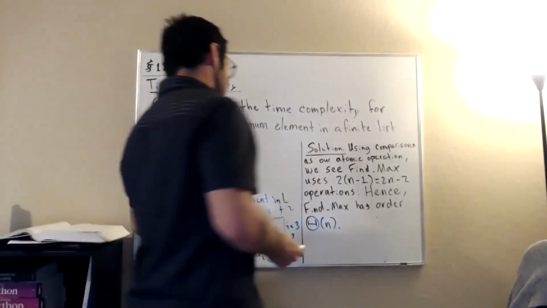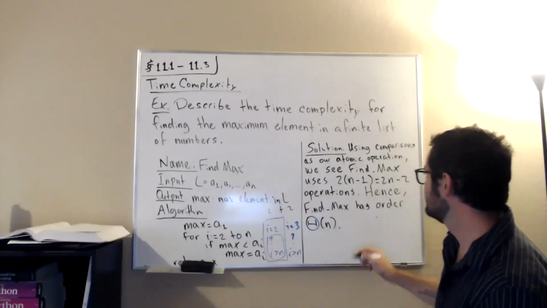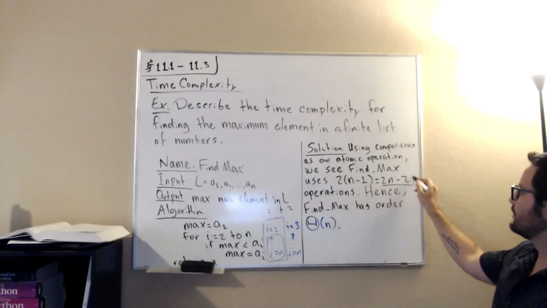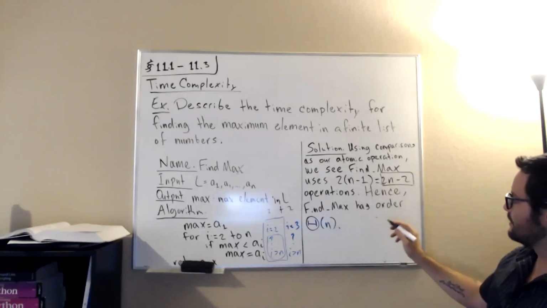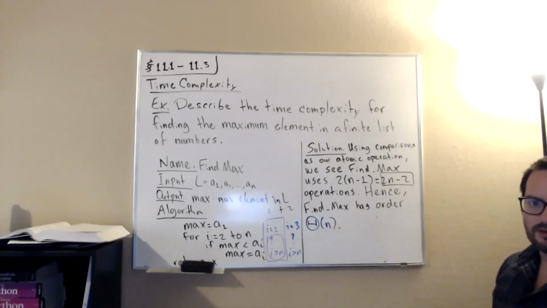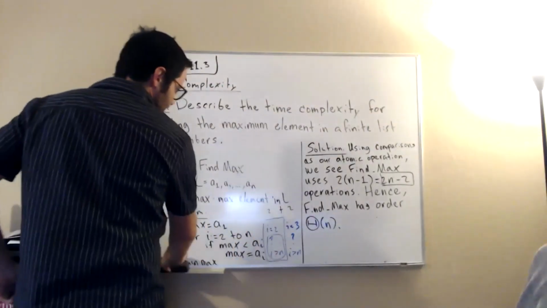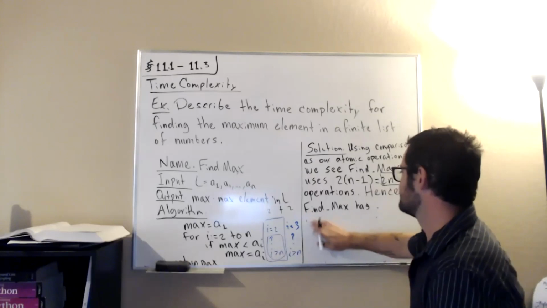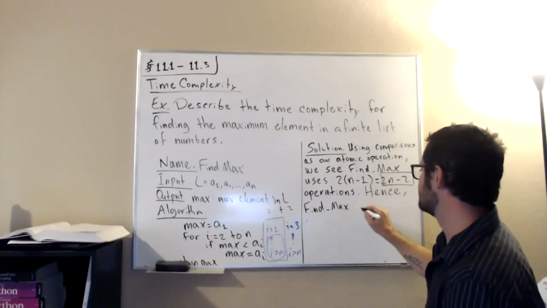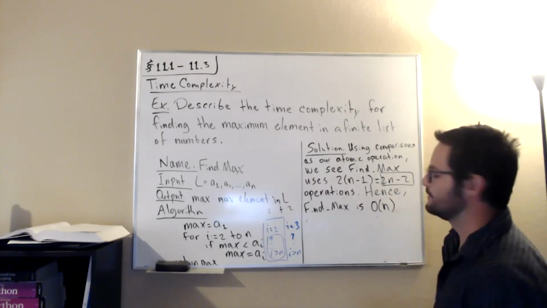The reason I'm able to say that it's big theta of n is because this right here is a polynomial, and as I mentioned in a previous lecture, polynomials are always order n, or order the degree of the polynomial. But at the very least, if you didn't want to use that, you could say that hence find max is big O of n, if you weren't caught up on the theta notation.